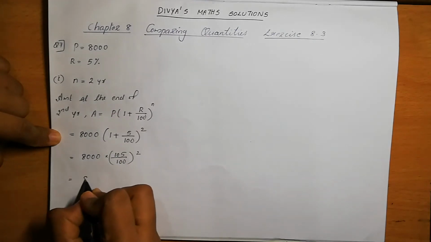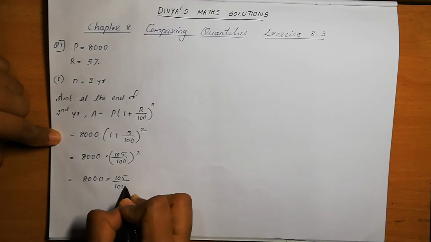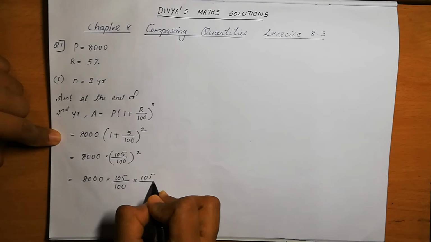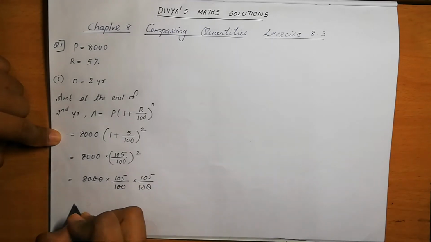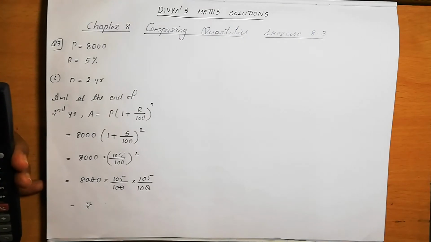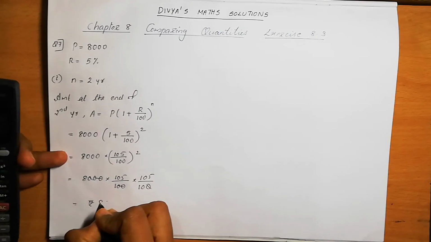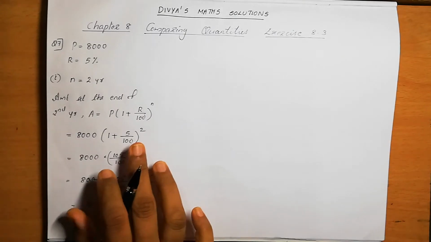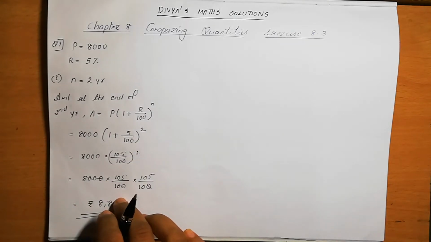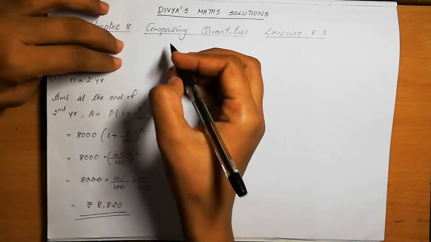That is equal to 8,000 into 105 by 100 into 105 by 100. We can write 0 0 here, and here also 1 0 will cancel. Then 8 into 105 into 105 divided by 10 means you will get the answer as rupees 8,820. So this is the amount at the end of the second year. Correct. Next we need to find the interest for the third year.